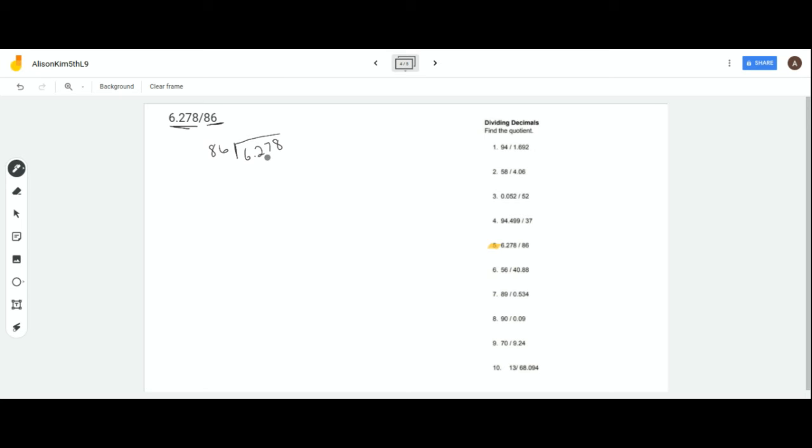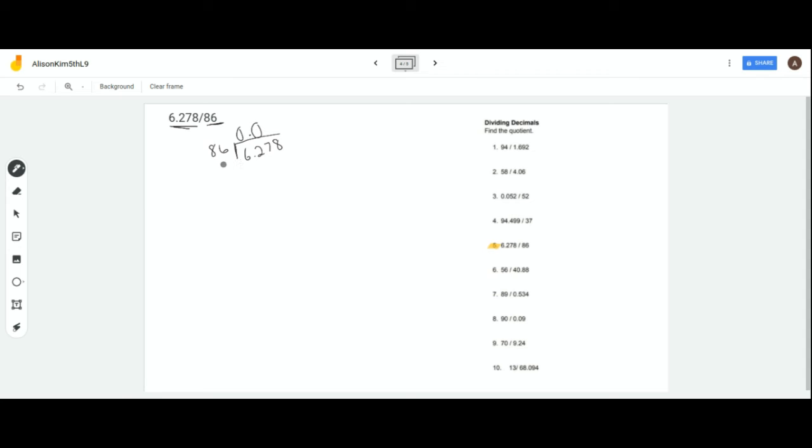Does 86 go into 62? No. So we're going to put, I'm sorry, we should have started from the 6. Does 86 go into 6? No. So we put 0. Now, make sure there's a decimal point there. Oh, oops. You have to put a decimal point right there. Now let's try 86. Does 86 go into 62? No. So we put another 0 right here.